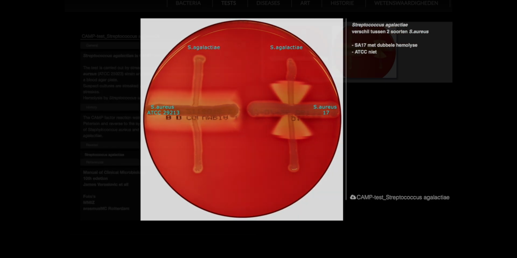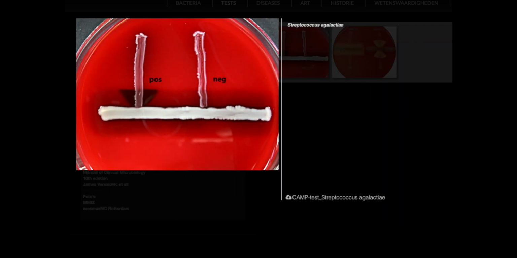General information. Streptococcus agalactiae is a bacterium that is CAMP test positive. This test is used to identify the presence of the bacterium, which is known to cause infections in humans.